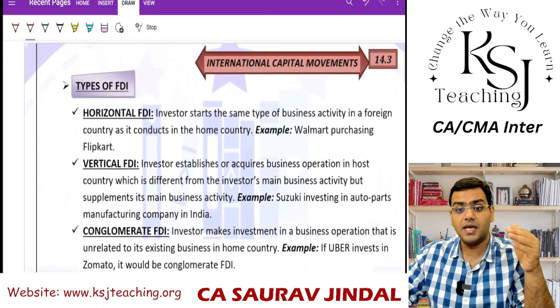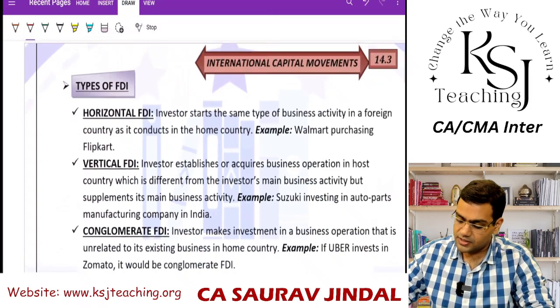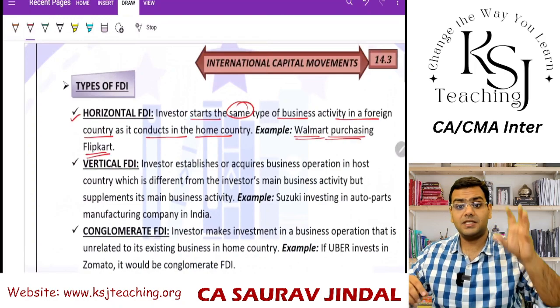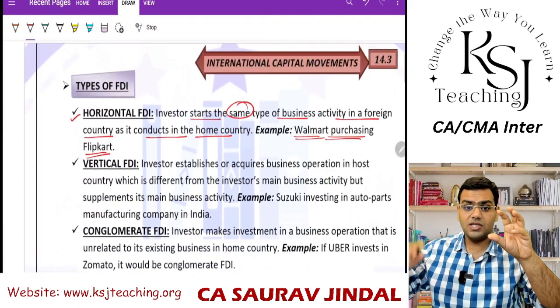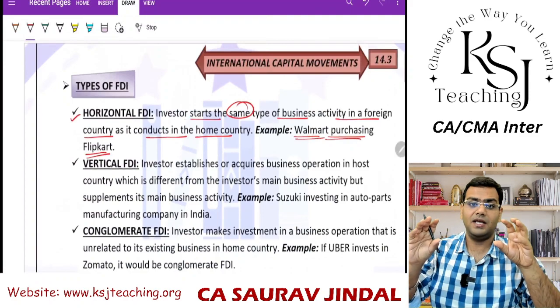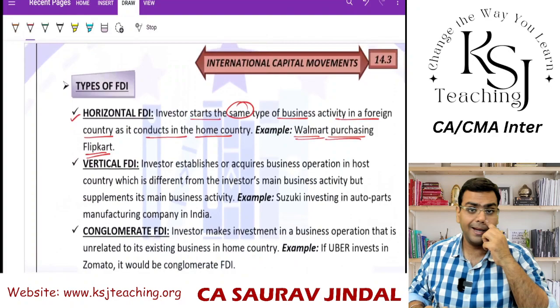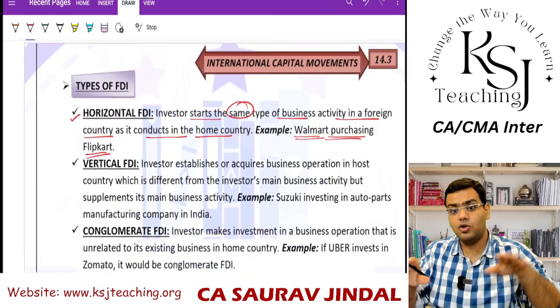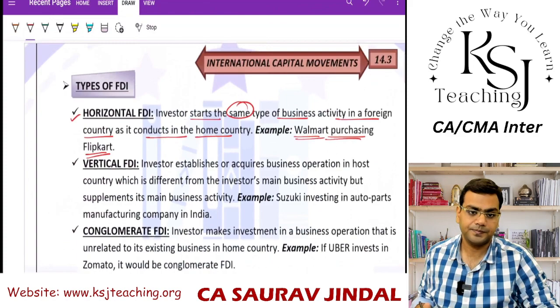There are various types of FDI. One is the horizontal FDI. What is horizontal FDI? The investor starts the same type of business activity in a foreign country as it conducts in the home country. For example, Walmart purchasing Flipkart. Now, the same business is being done in the USA. The similar business, the similar activity, Mr. X acquires in India, right? So that is known as horizontal FDI, when you are moving on a straight line.